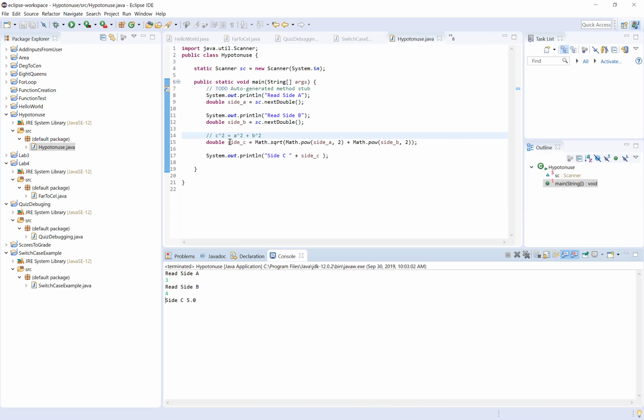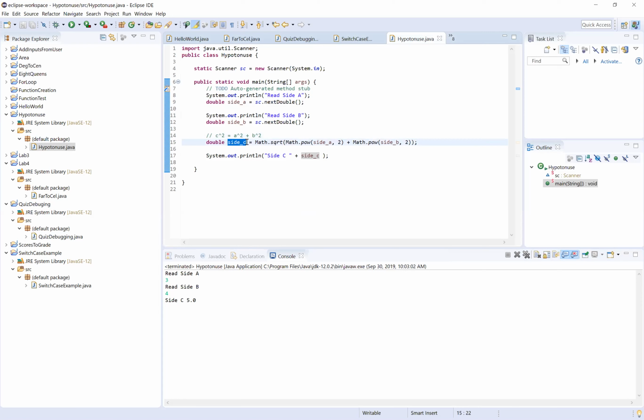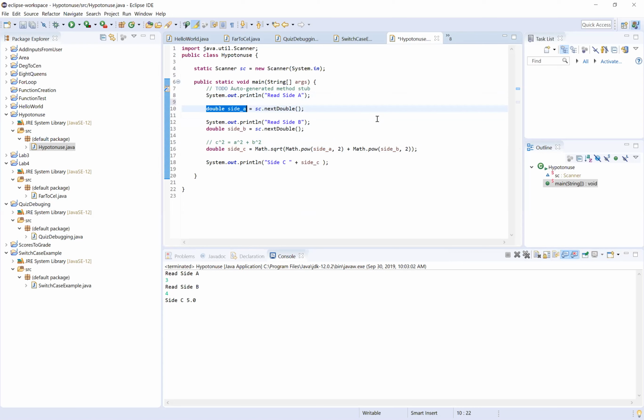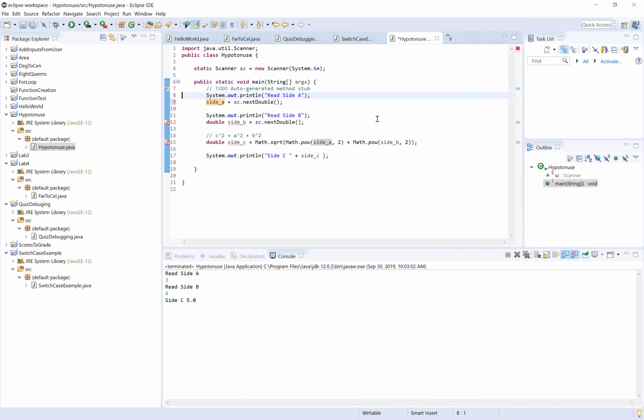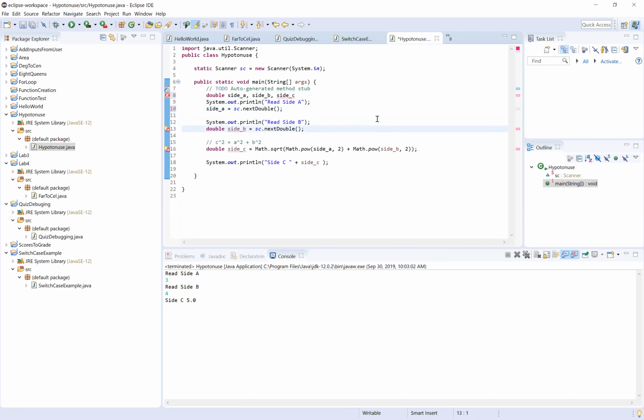A few things to note. I am initializing the variables while I'm defining them, in the same step. I could do it in two steps, like this: declare side A, comma, side B, comma, side C, and then say side A is equal to next double. I can put this on top, so all my variables are on top, and then I can do this and this. That way, all the variables are declared on top, and then you are just defining them lower down. Both ways are fine.